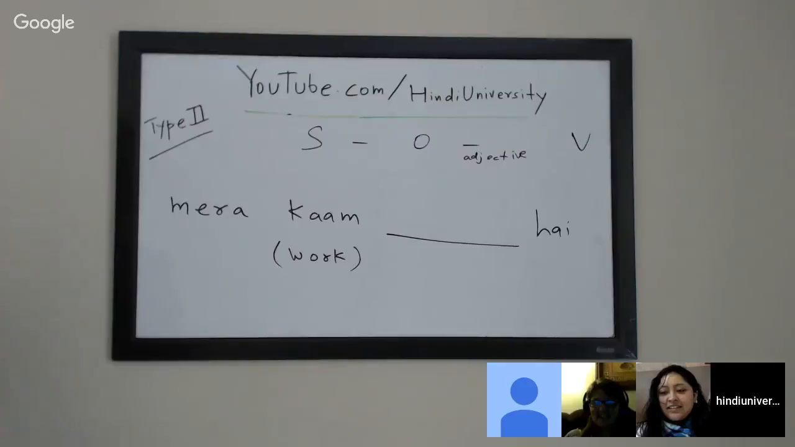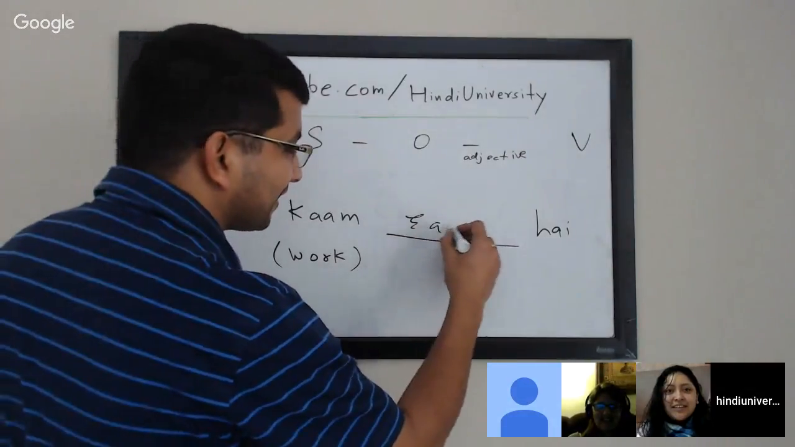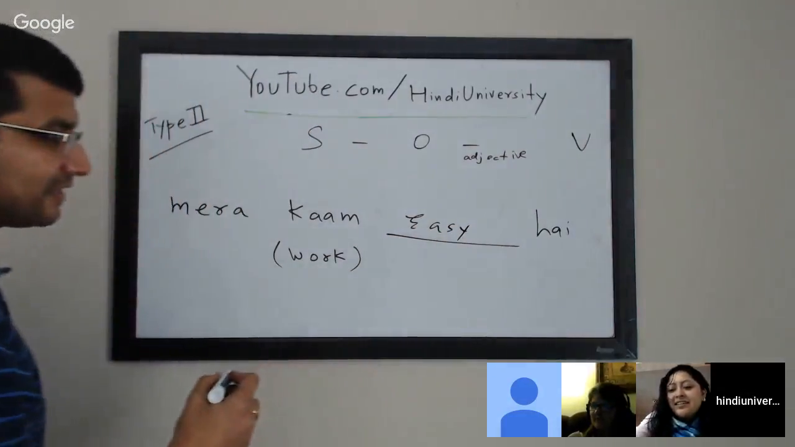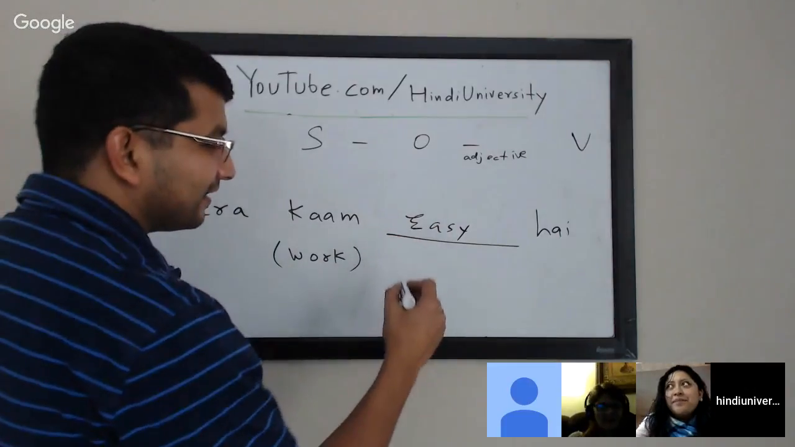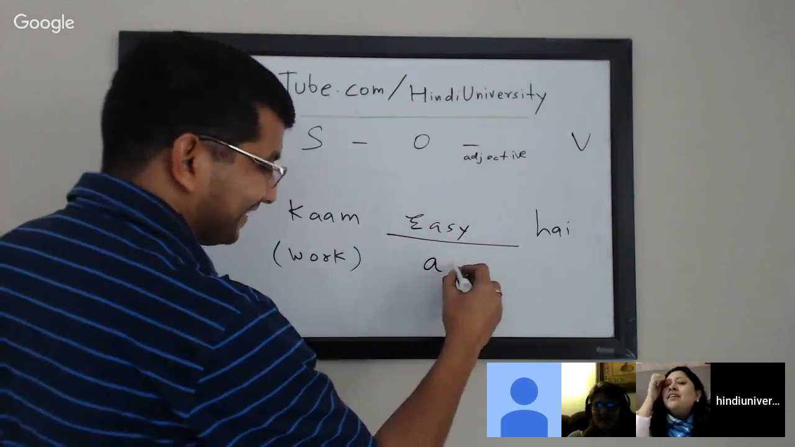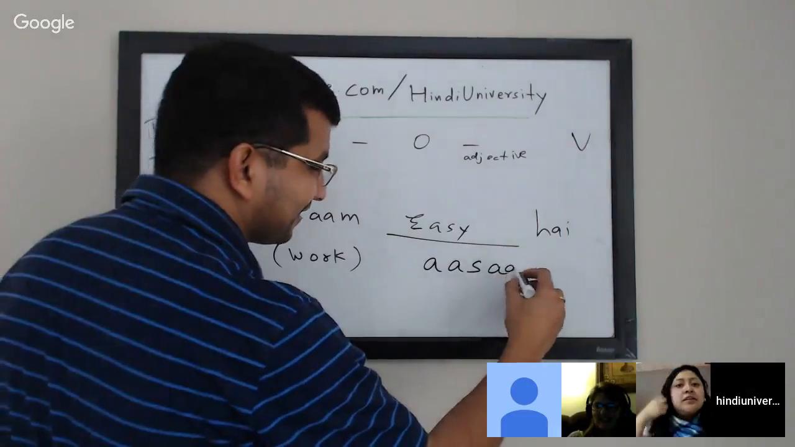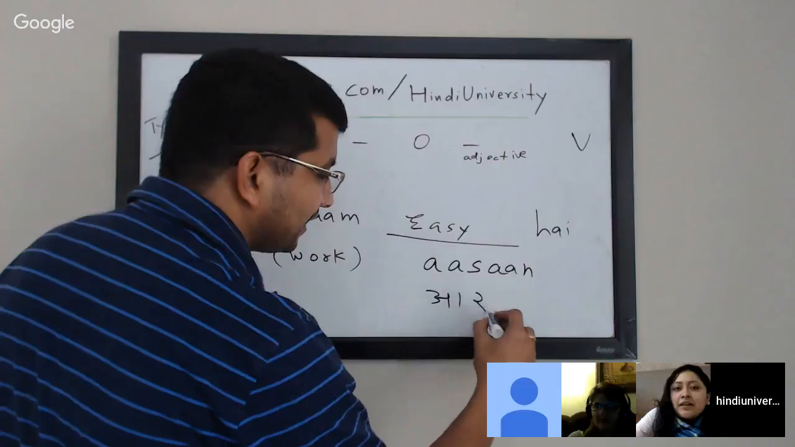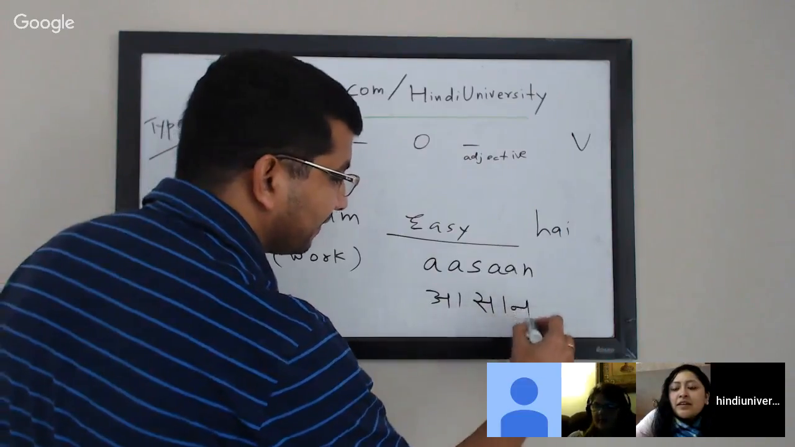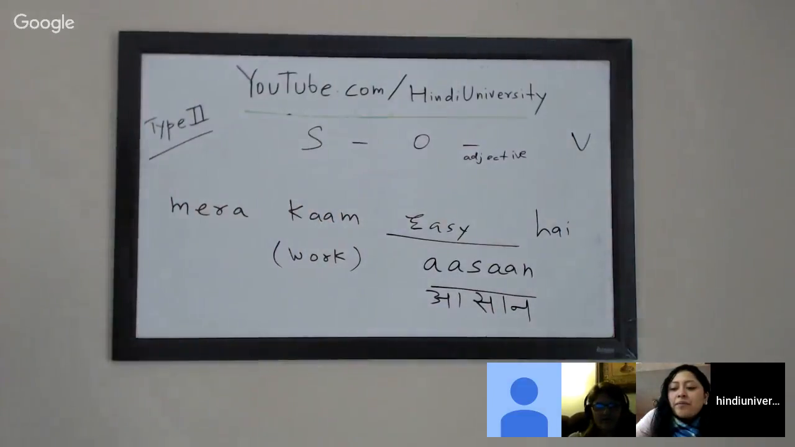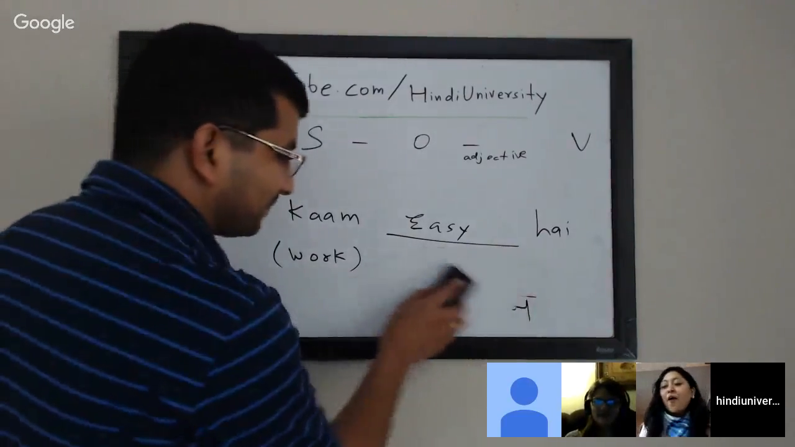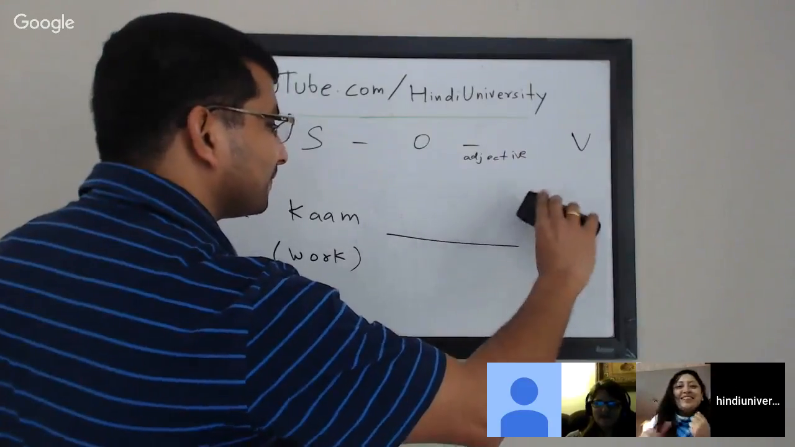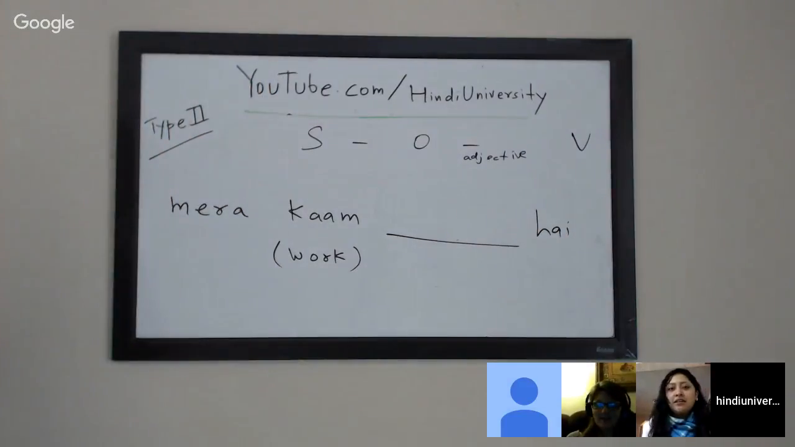It's easy. मेरा काम easy है. And easy in Hindi is आसान. Okay, it's okay. आसान. मेरा काम, a with a and then sa with a and then मेरा काम आसान है. Okay, my work is easy. Okay. What else? It's दूर है. It's far. My work is far. मेरा काम दूर है. Okay.